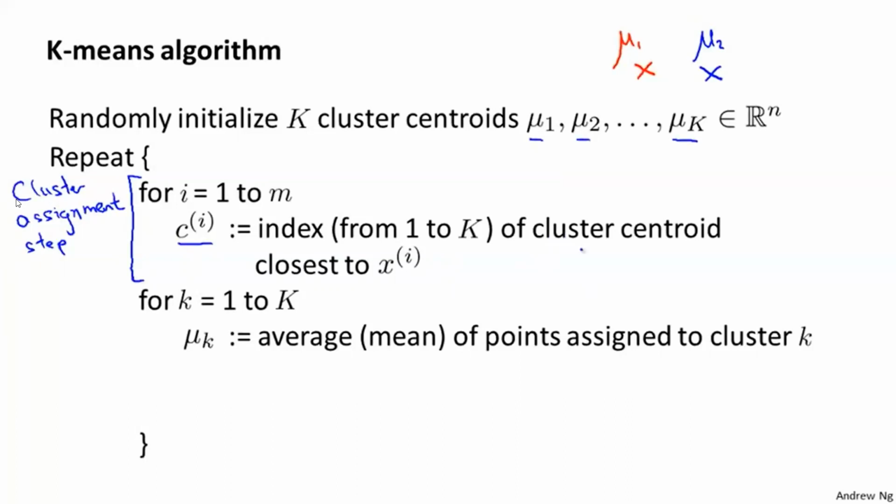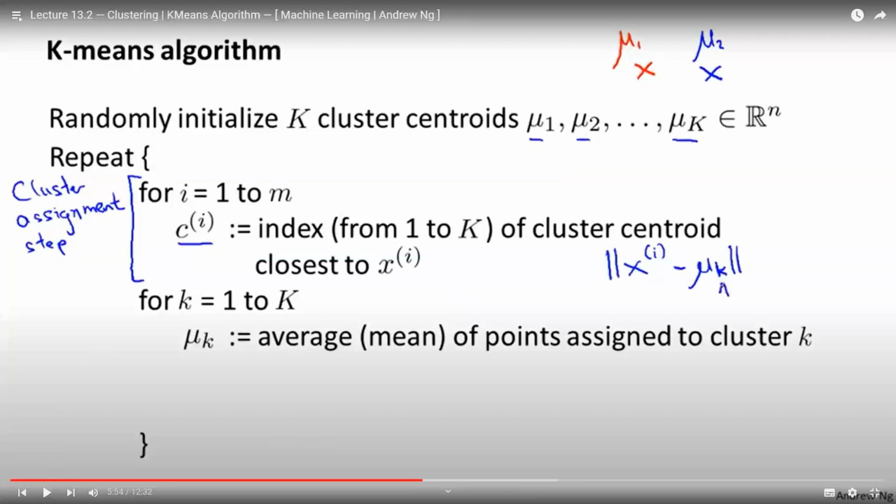Another way of writing this is, to compute ci, I'm going to take my ith example xi and measure its distance to each of my cluster centroids. This is mu and then a lowercase k. So capital K is the total number of centroids, and I'm going to use lowercase k here to index. So here we are calculating the distance between the data point and mu, which is the centroid that we choose, currently in this iteration.